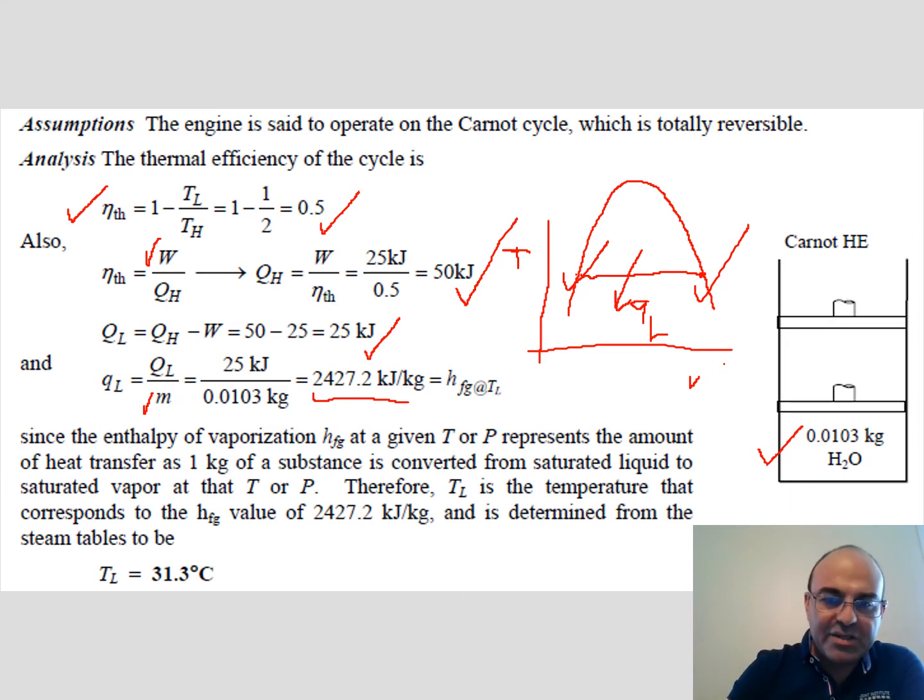So now let's go to the table. Again, we need to look at the table, look at the h_fg associated with different temperatures and see at what temperature the h_fg is equal to this number. If it's not equal, then we would need to do interpolation. So here's the answer, but we will actually find it in the next slide, 31.3.